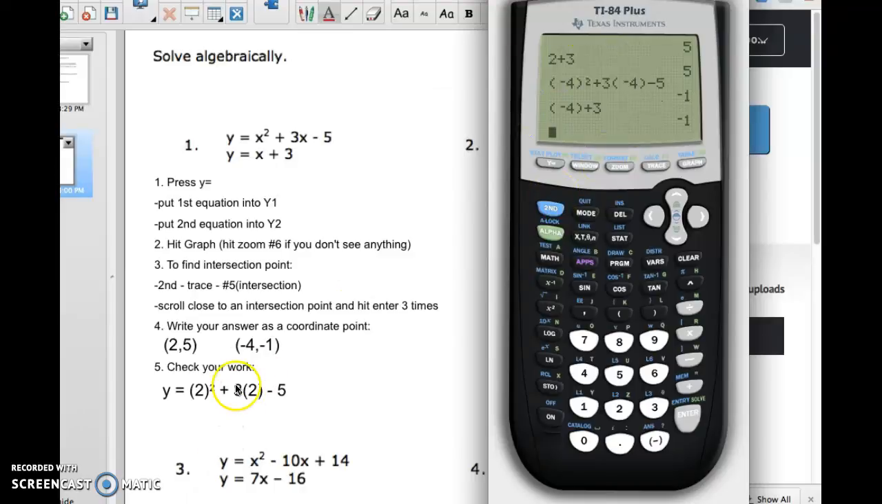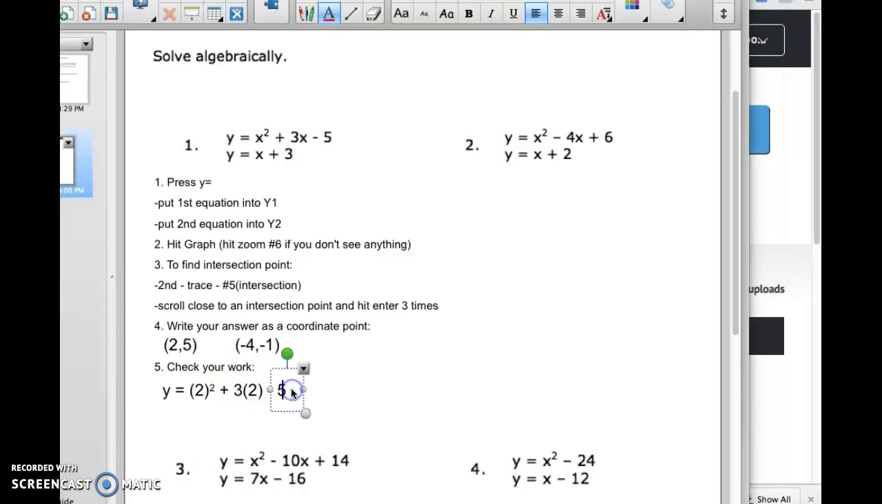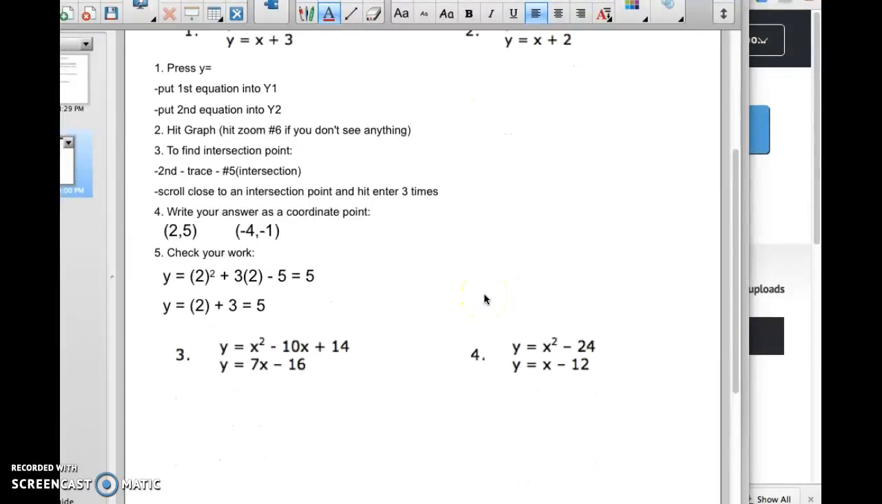So I need you to be able to show me that you can check your work. I only did this over here, but I could actually write y equals 2 plus 3 to show my work, and this also indeed equals 5. So I know that this one works, and you can show me that the other one works, (-4, -1), as well. If they both check out, then you have solved this system of equations successfully, and there are 2 coordinate points that solve this system of equations. Go ahead and try 2, 3, 4 all the way through the last one, number 10.